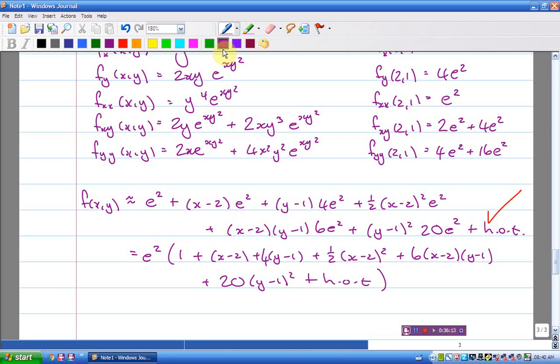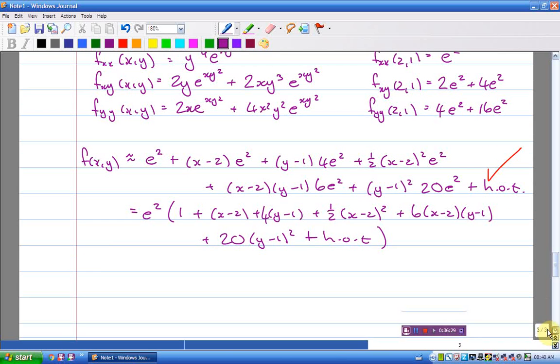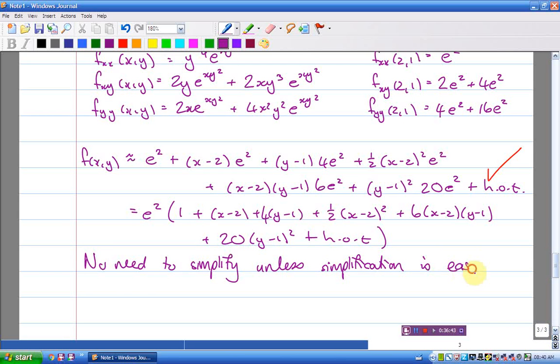Sometimes you get ones where lots of the terms are 0, a lot of the coefficients are 0. And then simplifying it into something that actually looks nice and neat without any brackets is quite an easy job to do, in which case please do that. I'll answer your question in a second, just let me write that down. No need to simplify unless simplification is easy and obvious, in which case please do.